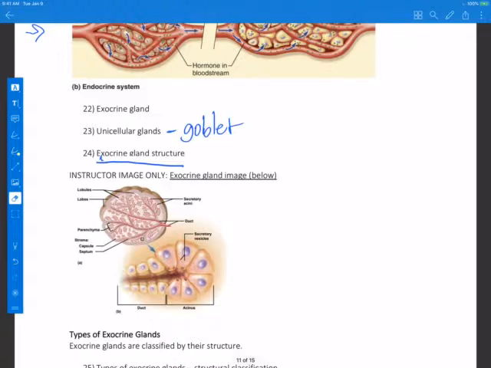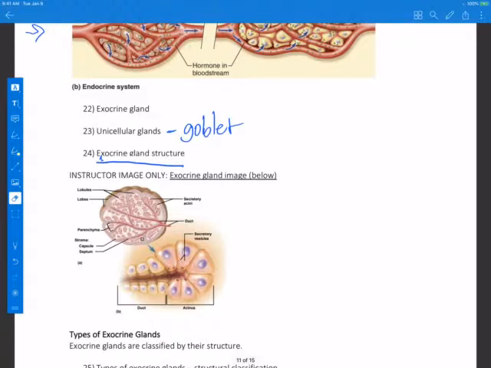Besides the capsule, an exocrine gland has something called the stroma. And the stroma is basically a connective tissue framework for the gland, kind of like scaffolding or a connective tissue skeleton. And it basically supports and organizes the glandular tissue, gives it some structure. And then, besides the capsule and the stroma, there's something called the parenchyma.